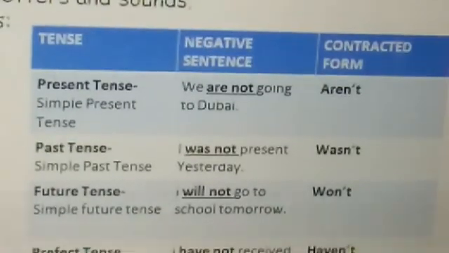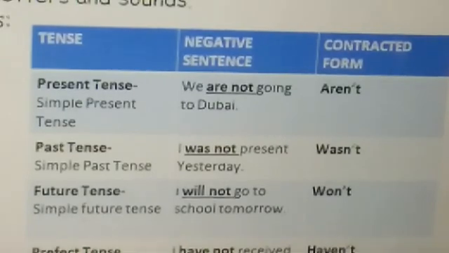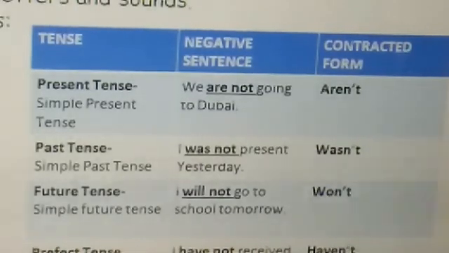Now second is past tense. What is past tense? What we did in the past. So we use the word was. So was not present yesterday. So was not, again verb plus not, that will be contracted to wasn't, W-A-S-N, apostrophe T.